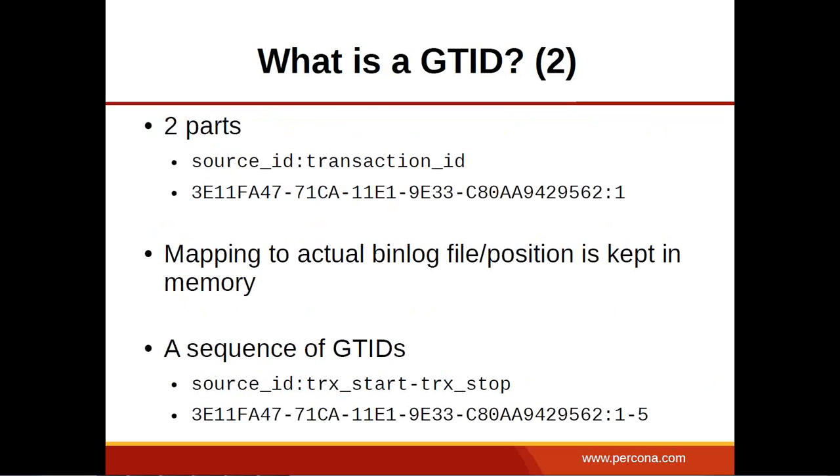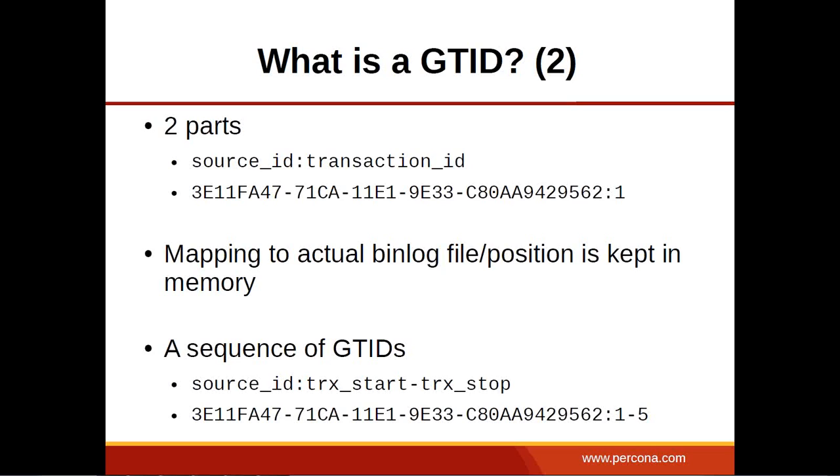So what does it look like? A GTID has basically two parts. The first part is a source ID, which is the server UUID, and then you have a number, an integer, which is the transaction ID. For instance, you have 3E11, etc., colon 1, which means that this is the first transaction written for the server with UUID 3E11, etc. There's a mapping between a GTID and the actual binlog file and position, and it's kept in memory. We'll talk about that later.